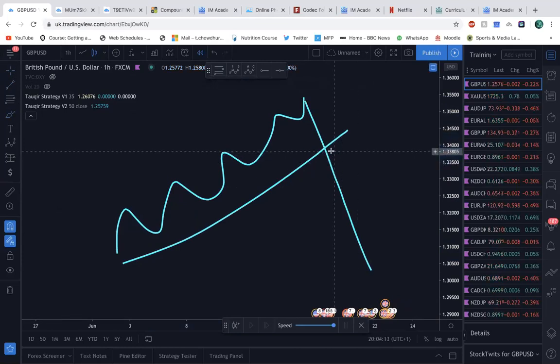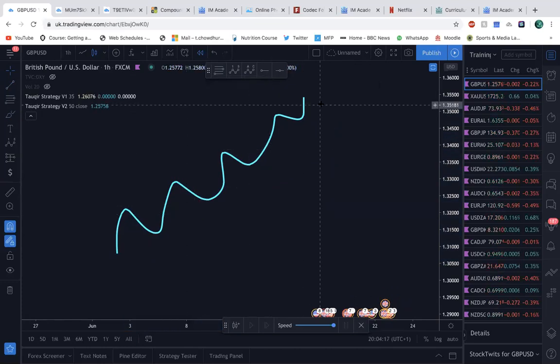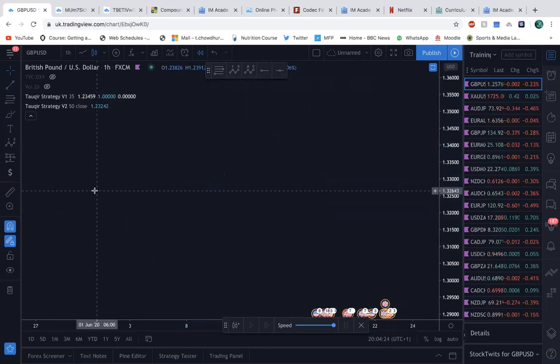The first element to this strategy, guys, is to identify a trending market. So if it's an uptrending market, you want to sell. And if it's a downtrending market, you want to look for the buy, okay? So uptrending market, you want to look for the sell. Downtrending market, you want to look for the buy.